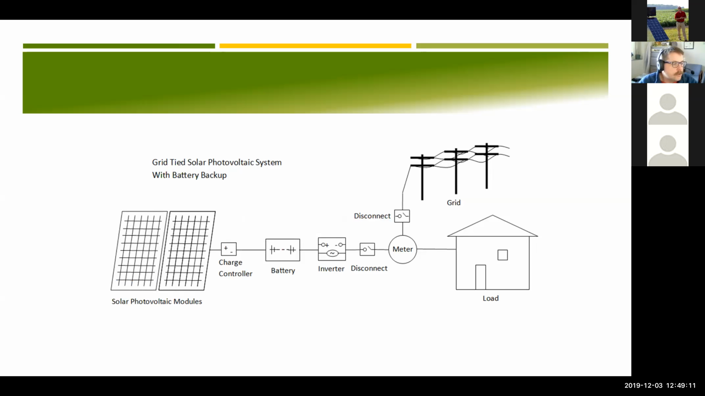If a person was interested in a backup system, they would need to include a battery and a charge controller, and then have a battery-based inverter. It's a little more complex. It's quite a lot more expensive, but you do not have backup with a solar array unless you have a battery. And in many cases, we don't see very many batteries because of that additional cost, and it's probably not very cost-effective in many cases. But just need to know that if you want backup, you need that battery system.